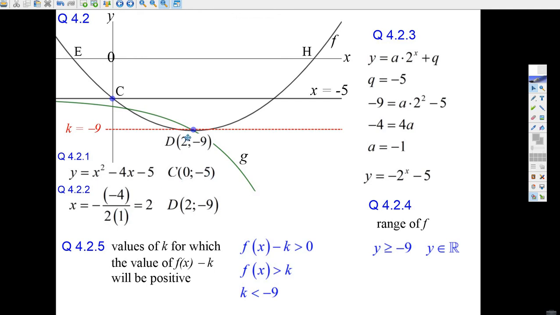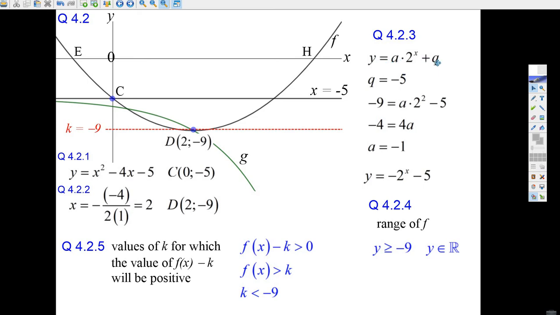Then they ask you to write the coordinates of the turning point. So you use that minus b over 2a thing. Well, there's your b, minus 4. There's your a, which is 1. Just minus b over 2a. That's minus minus 4 divided by 2. It's 2. 2 is the x value. You put that in there. You go 2 squared is 4, minus 4 times 2 is minus 8, minus 5. That's minus 13 hmm, and you get minus 9. So there's the turning point, 2 and minus 9. That's the first two questions.